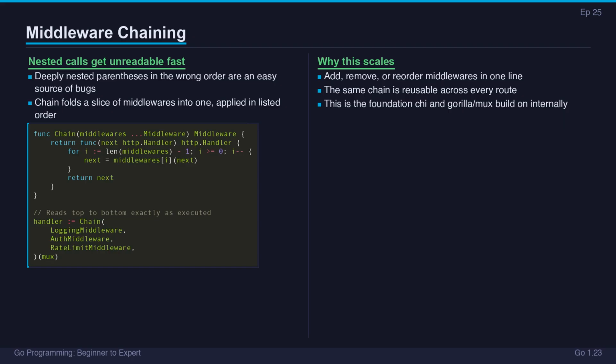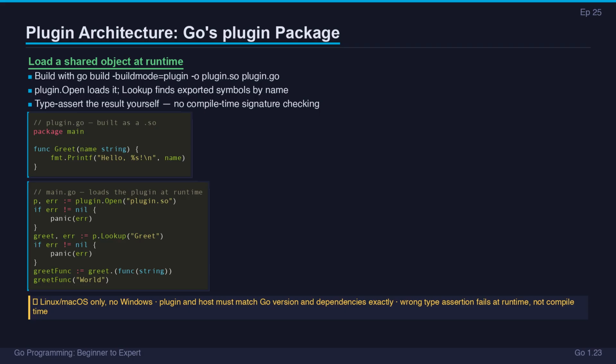Once you understand func(http.Handler) http.Handler and folding a slice of them, you understand how those frameworks work internally too. Sometimes you want to extend a running application without recompiling it. Load new functionality as a separate artifact. Go's standard library has a plugin package for exactly this.